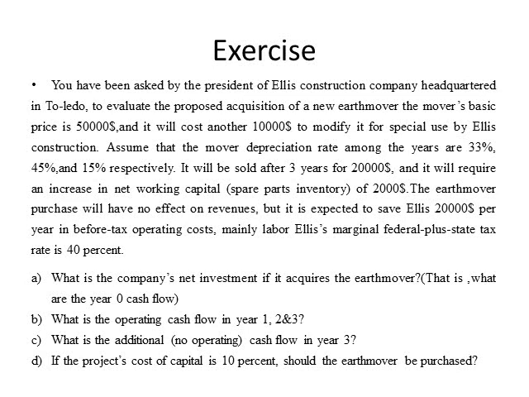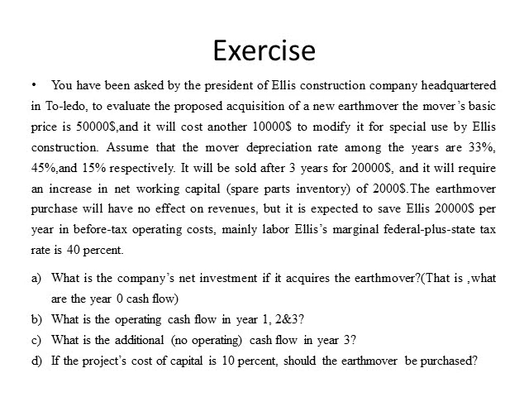There are 4 requirements. The first one: what is the company's net investment if it acquires the earth mover? That is, what is the year zero cash flow? B, what's the operating cash flow in years 1, 2, 3? C, what's the additional non-operating cash flow in year 3? D, if the project's cost of capital is 10%, should the earth mover be purchased or not?